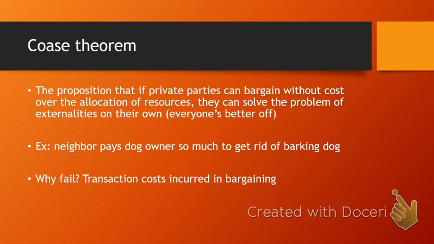Now, like I said, why does the Coase theorem fail? Because of the transaction costs incurred in bargaining. There are expenses involved with coming to this kind of an agreement.